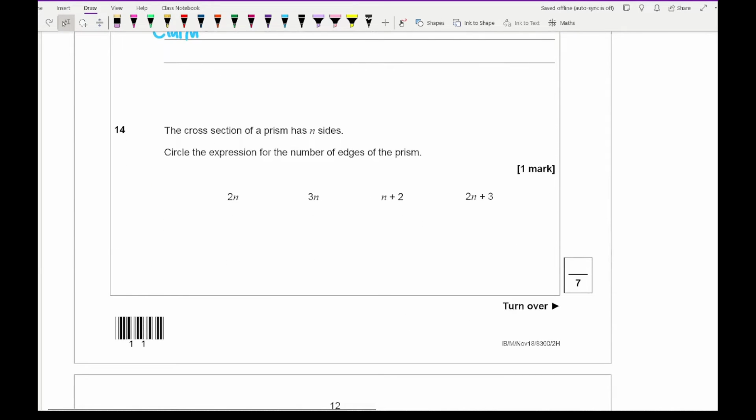For question 14, it says that the cross-section of a prism has n sides. Circle the expression for the number of edges of a prism, and that's going to be 3n. It's always 3 times the number of sides on the cross-section.